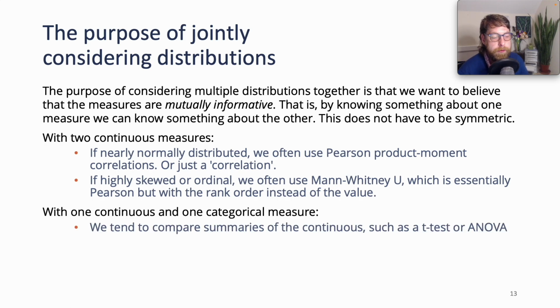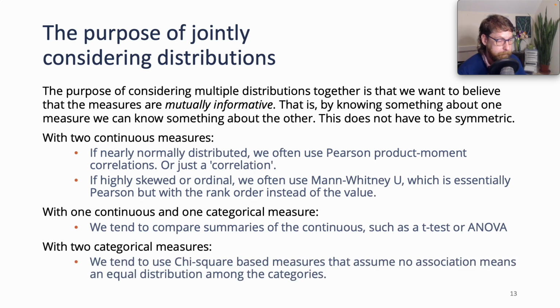Now, when we have one continuous variable and one categorical, what we want to do is something like compare the mean value between them, and so that's what a t-test does, or an analysis of variance, which compares the mean across a number of groups.